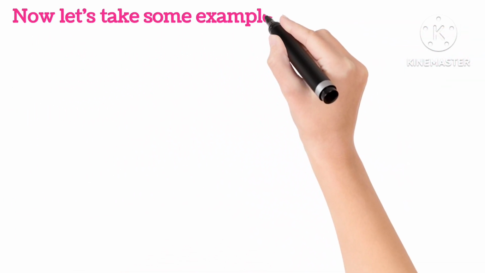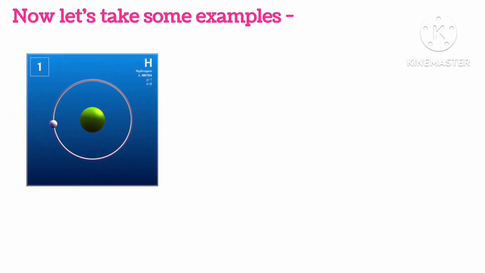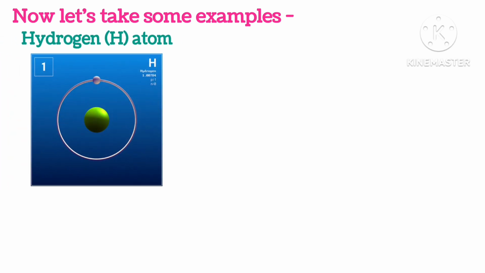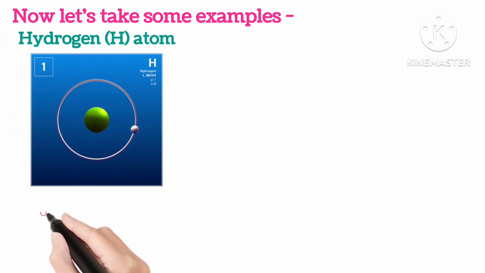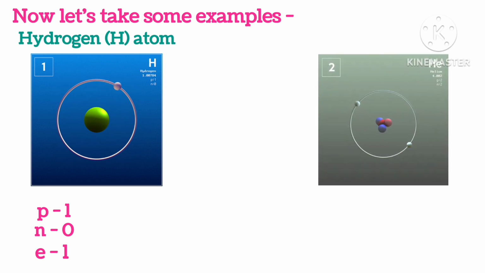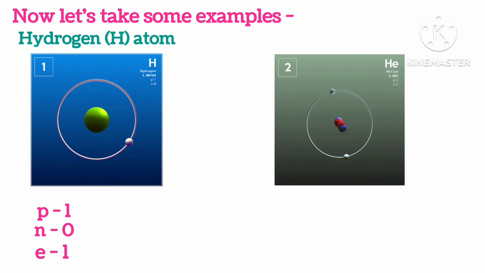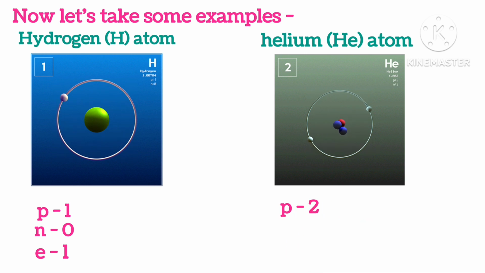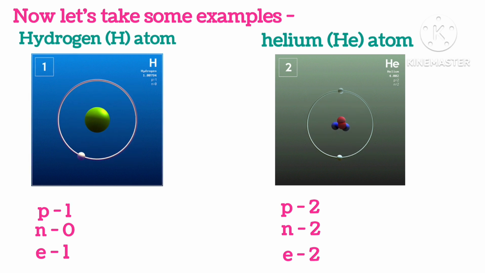Now let's take some examples. Hydrogen atom has 1 proton and 1 electron and 0 neutron. Helium atom has 2 protons, 2 neutrons and 2 electrons in the outermost shell.